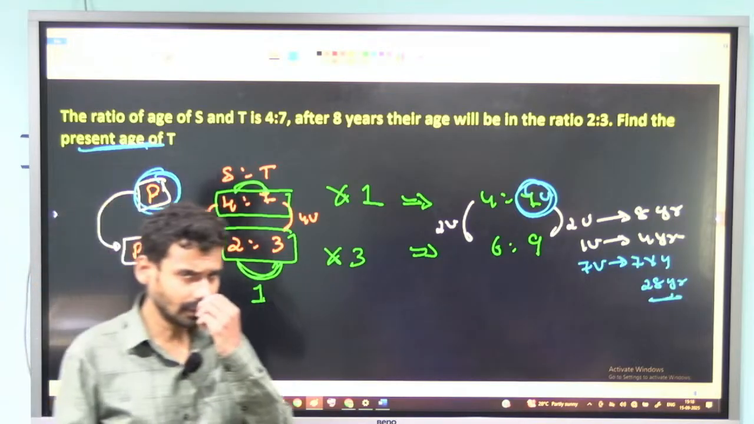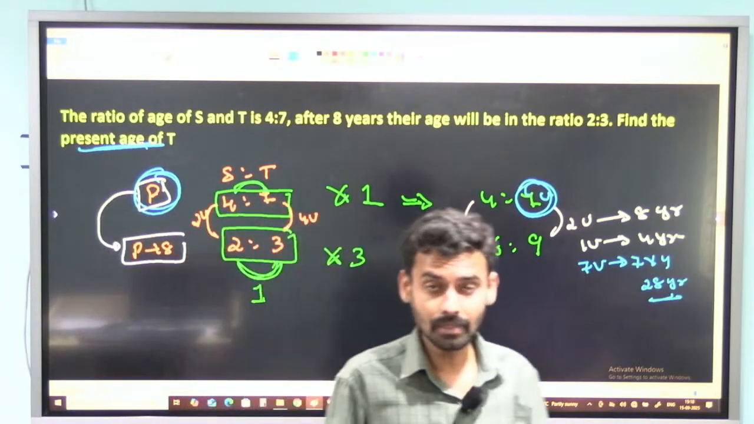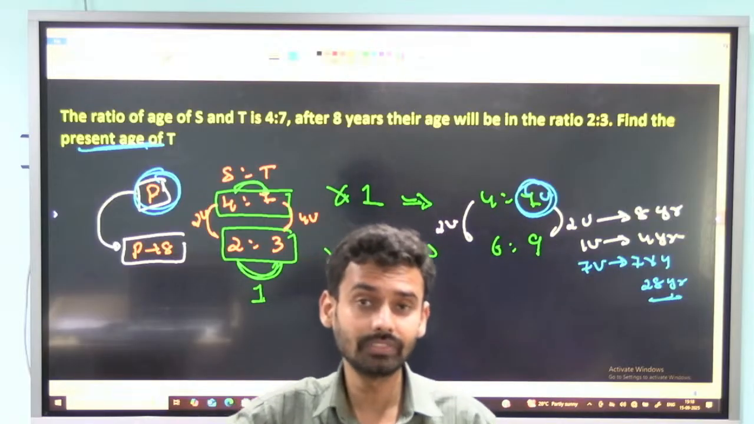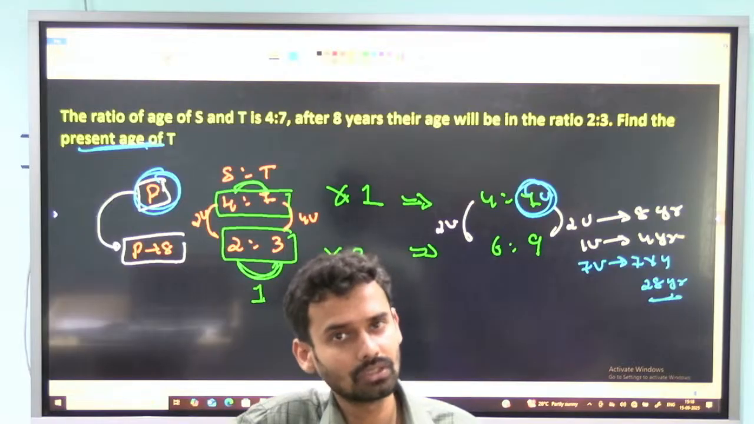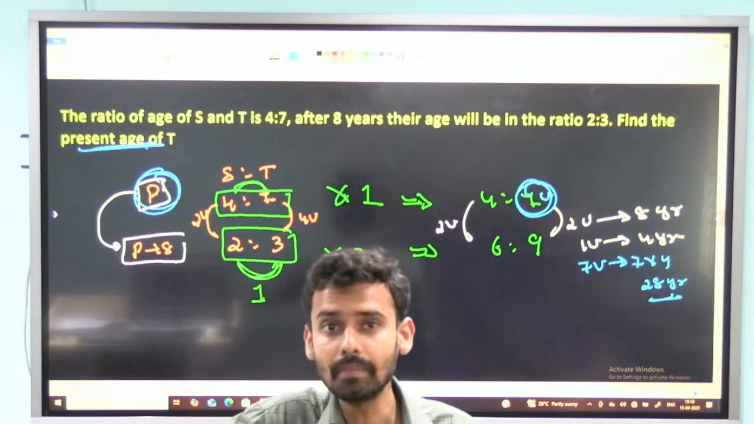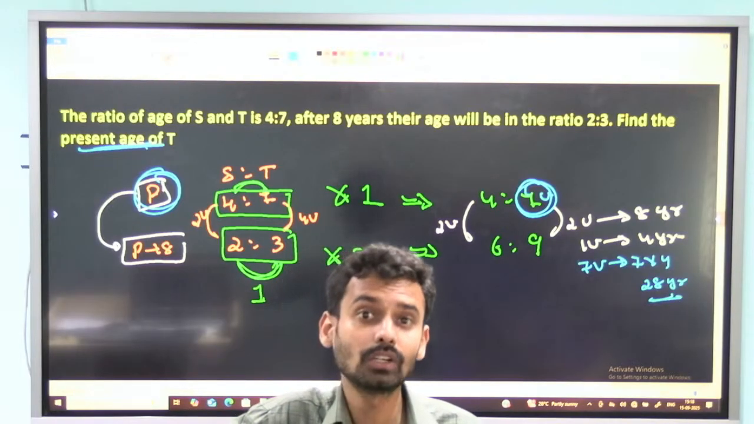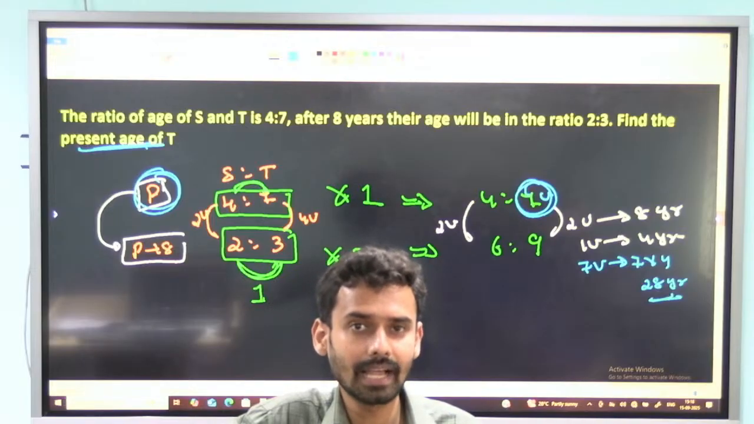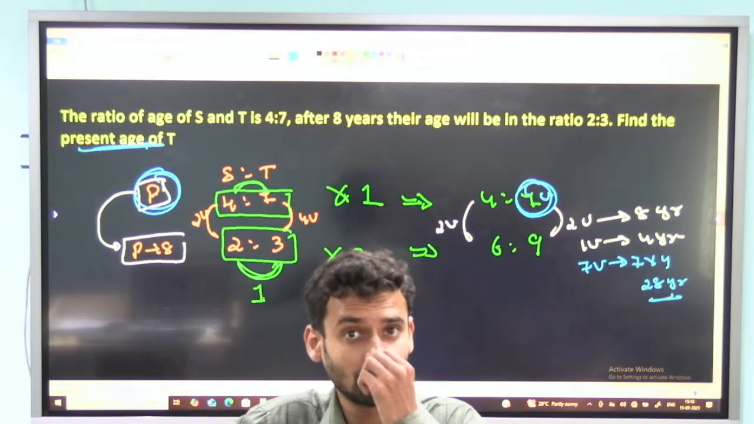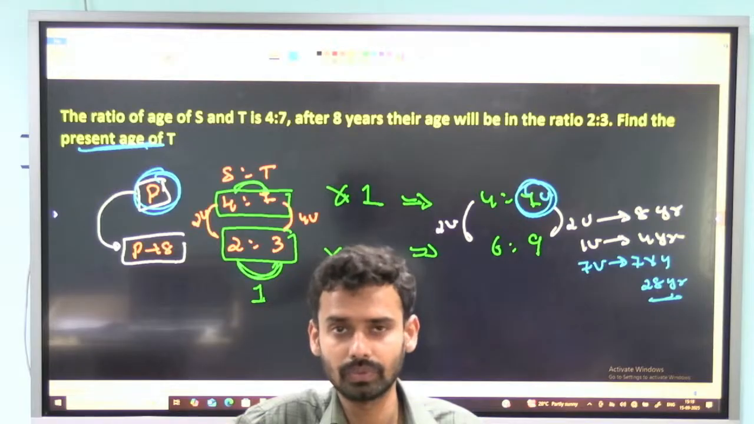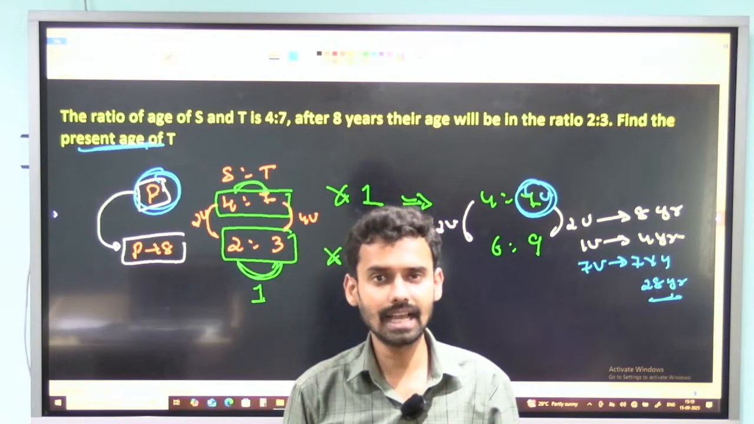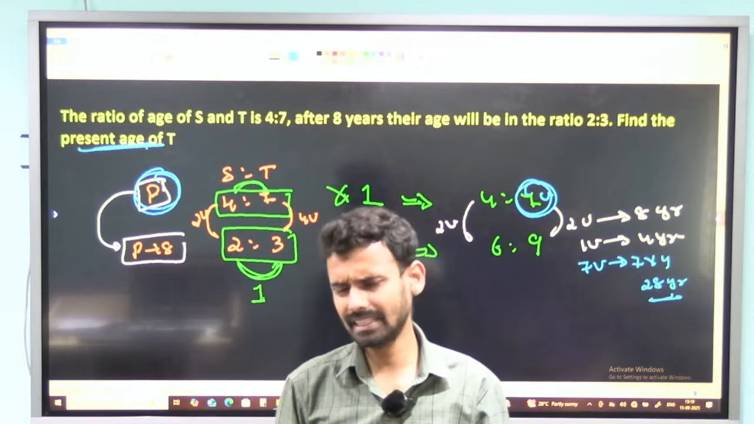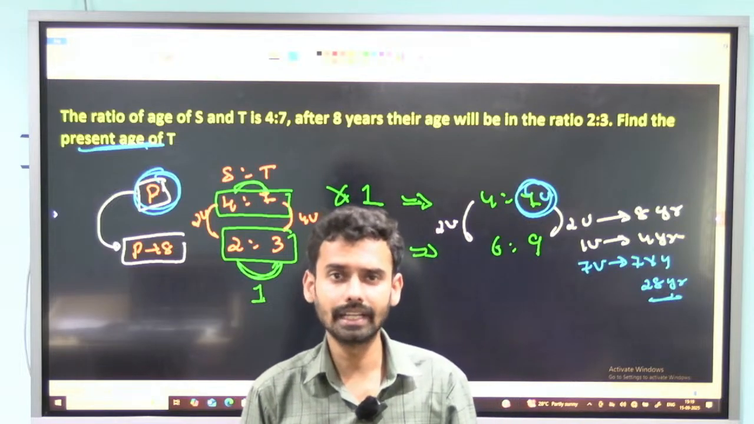So which means if the gap in the ratio is already the same, we can directly apply the short trick. If at all the gap is not the same, we should first make it the same, then we should apply the short trick. You will go wrong if you do not make the gap the same and then try to apply the short trick, in these types of questions. So this is all about problems on ages, the introduction, as well as some basic questions on problems on ages. Thank you.